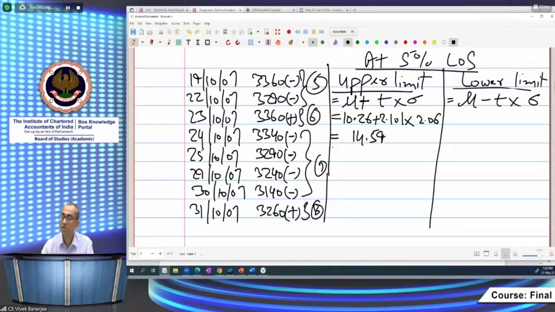Now calculate the lower limit. The average is 10.26 minus 2.101 multiplied by the standard deviation, which is 2.06. Let us calculate it. It comes to 5.93.